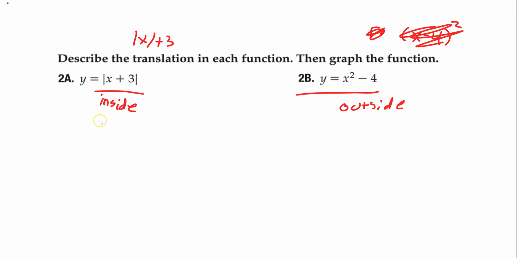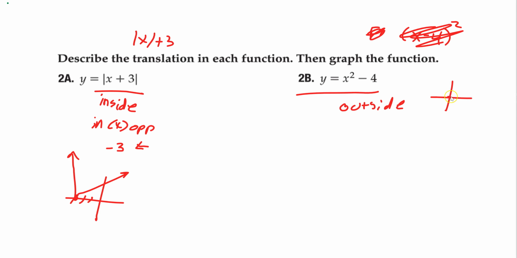So here it's on the inside, and it's inside, x opposite. So I'm going to treat it like a negative 3, and I'm going to go, x means left and right, so I'm going to go left 3. So 1, 2, 3, and then I'm going to draw an absolute value graph. And we're just doing a sketch here. It's not a perfect graph, just a sketch of what's supposed to be going on. So it looks like that.